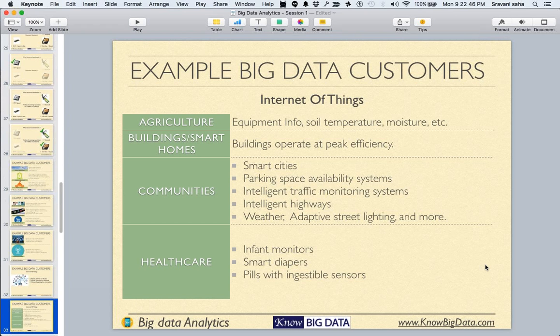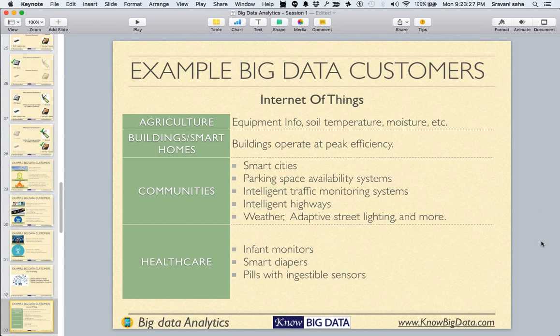Building smart homes, buildings operate at peak performance. If you have smart homes, then you can do a lot of things to optimize the efficiencies, to automate without human intervention. Those are the smart homes. Then the communities, such as smart cities, parking space availability systems, intelligent traffic monitoring systems, intelligent highways, weather adaptive street lighting, and more.